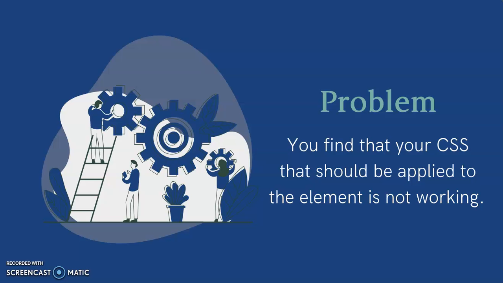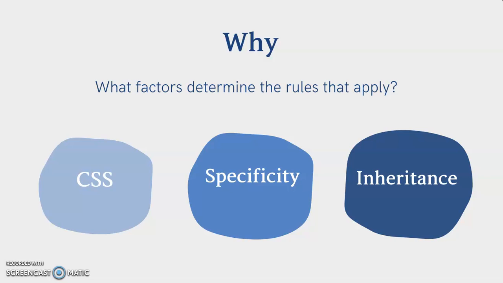But let's talk about a problem, something that you've probably come across quite a bit so far. How many of us have found that we're using our CSS and we think it should be applied to one element, but it's not working? Why is that happening? What factors determine the rules that apply to CSS, specificity, and inheritance?